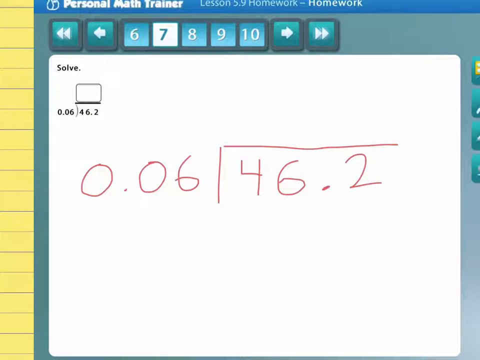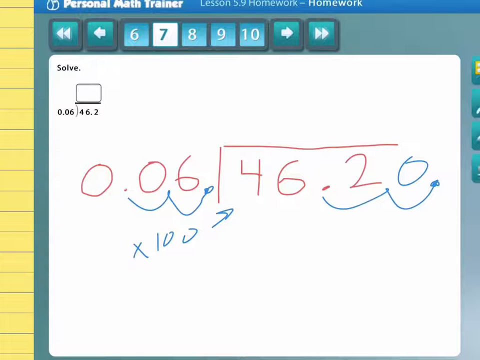Alright, let's swoop it up here. Swoop, swoop, and I multiply that side. This is the same as multiplying by 100, so I have to multiply the dividend by 100 also, so that's a double swoop. Add a 0, and then we divide normally after we move it on up to the quotient.